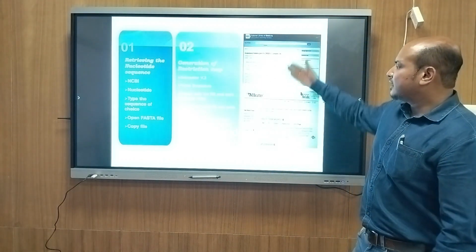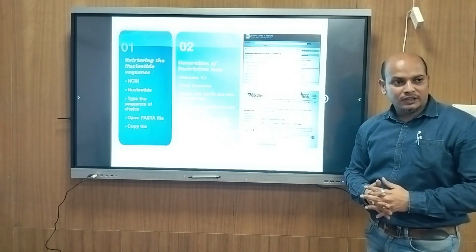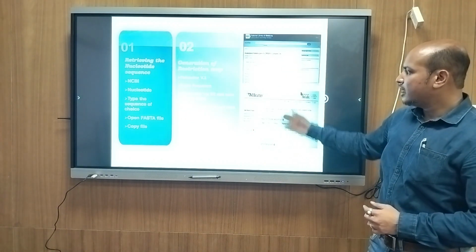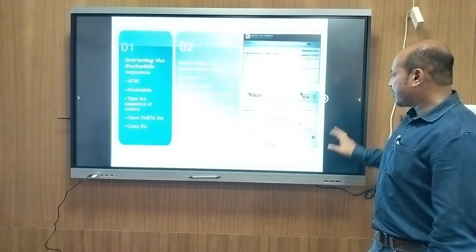And these are the screenshots of the servers that we would be working with. That is first the NCBI that is shown, and on the bottom side that is the NEBcutter that has been shown.